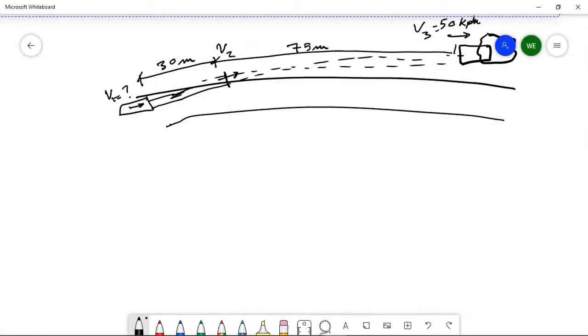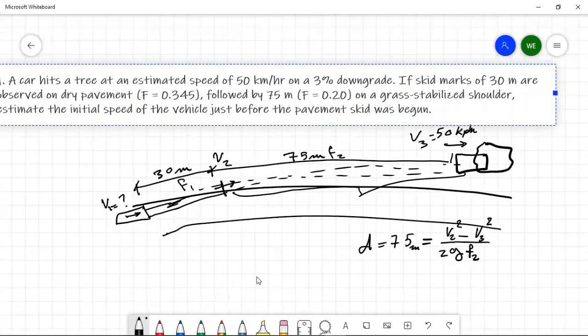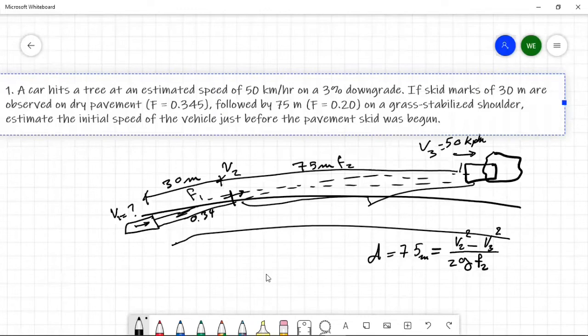You can consider this a two-part problem. Let's work backward, starting with the second part. For this part, we have D equals 75 meters equals V2 square minus V3 square, divided by 2 g f2, because here we have f2, the coefficient of friction, and here we have f1. The coefficient of friction here was 0.345, and the coefficient of friction here was 0.2.